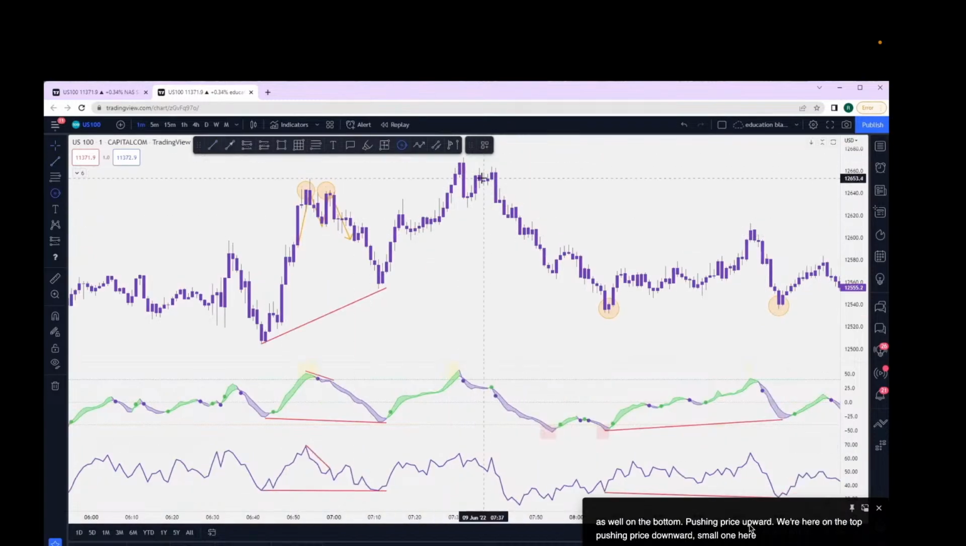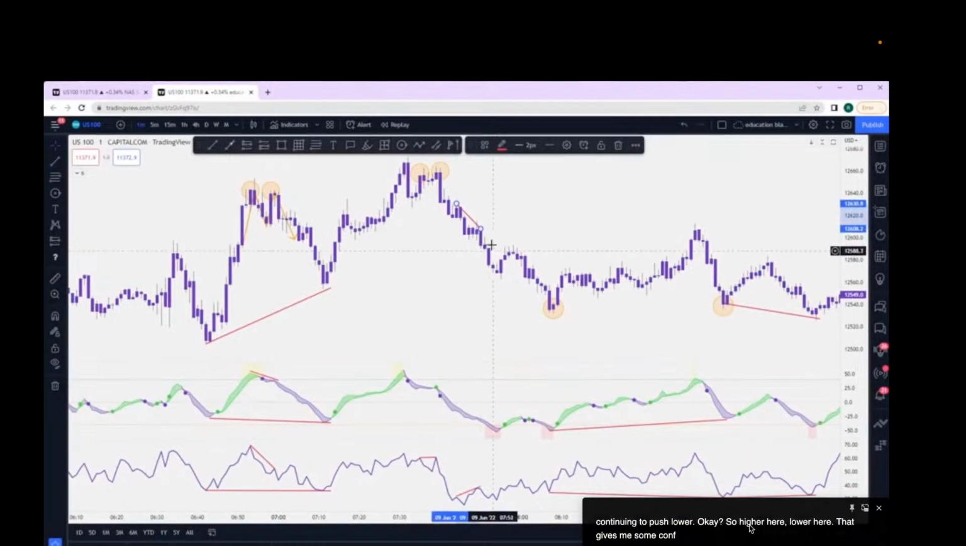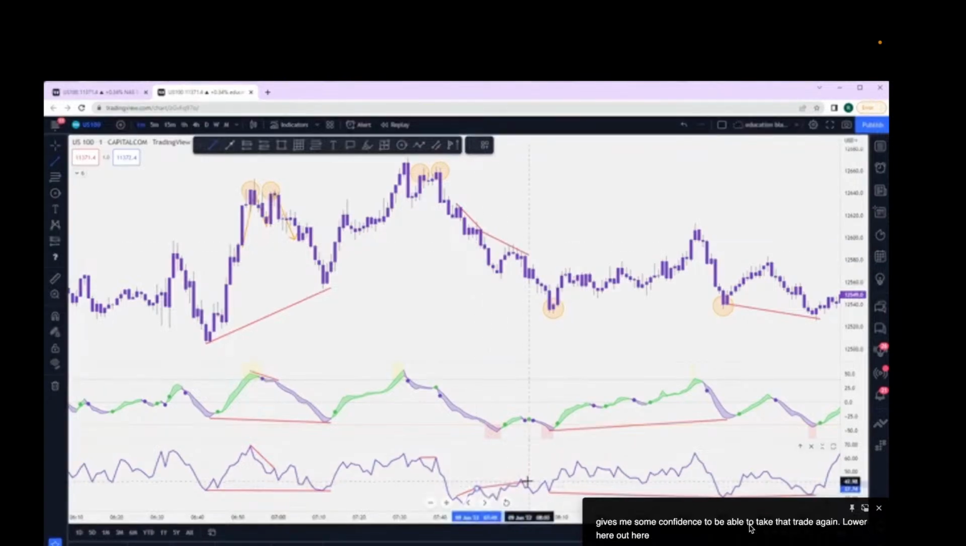Small one here, double top again, right here. Looking for with trend. If we consider that this has created a reversal and has passed through previous support right here, then I'm going to be looking for where the oscillator is pushing higher and price is still continuing to push lower. Okay, so higher here, lower here. That gives me some confidence to be able to take that trade. Again, lower here, down here, higher over to here. That's what assists me in taking continuation trades.